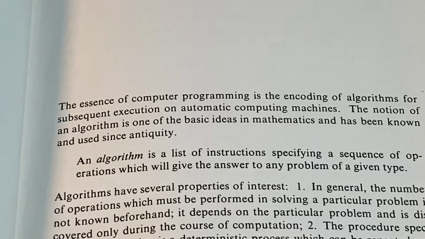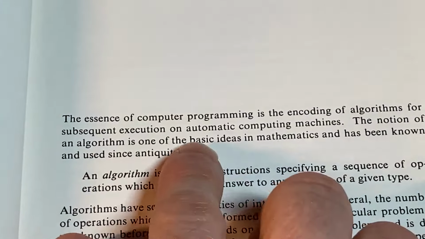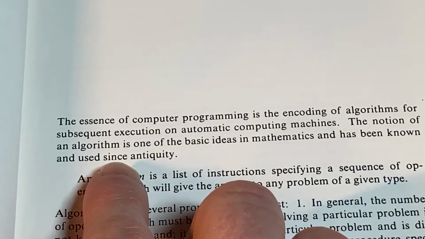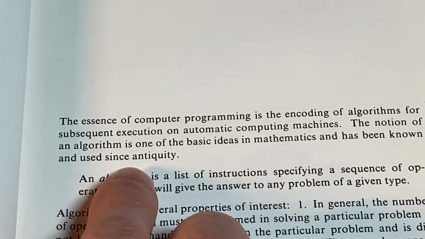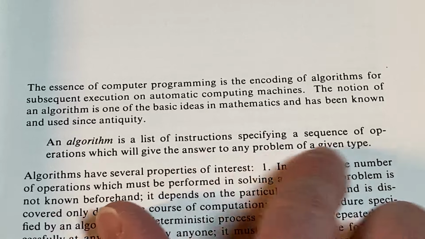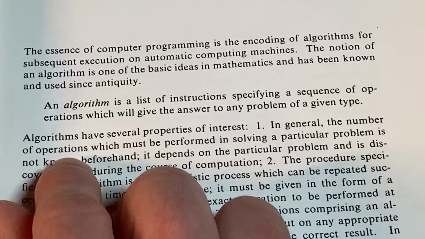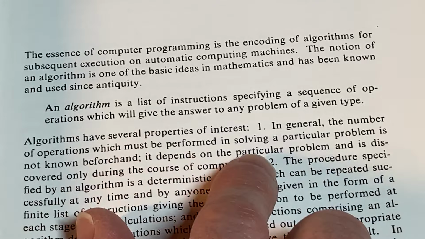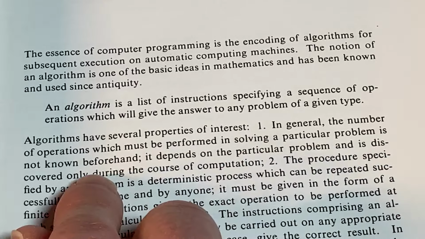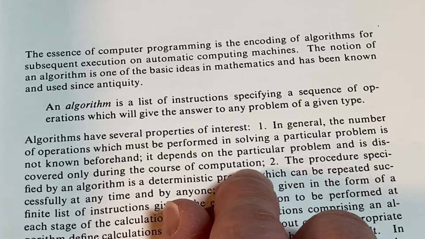The essence of computer programming is the encoding of algorithms for the subsequent execution on automatic computing machines. The notion of an algorithm is one of the basic ideas in mathematics and has been known and used since antiquity. An algorithm is the list of instructions specifying a sequence of operations, which will give the answer to any problem of a given type. Algorithms have several properties of interest. One, in general, the number of operations which must be performed in solving a particular problem is not known beforehand. It depends on the particular problem and is discovered only during the course of computation.